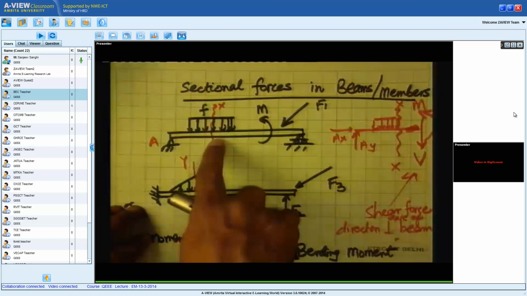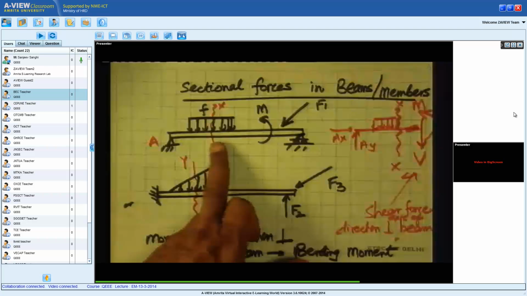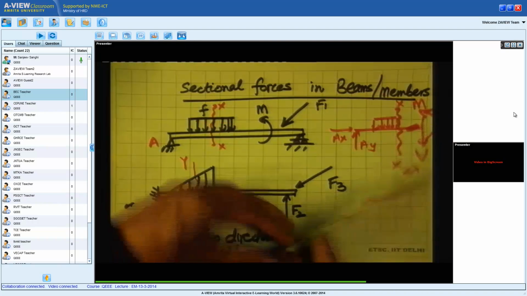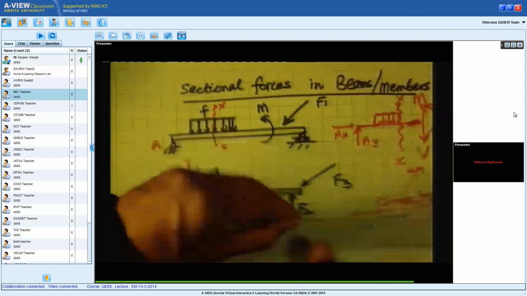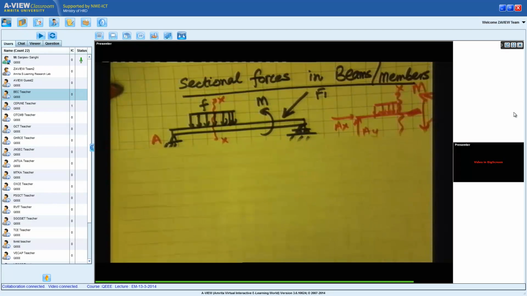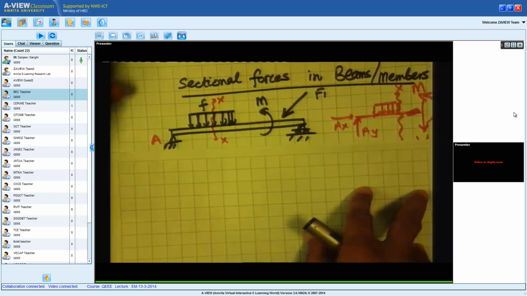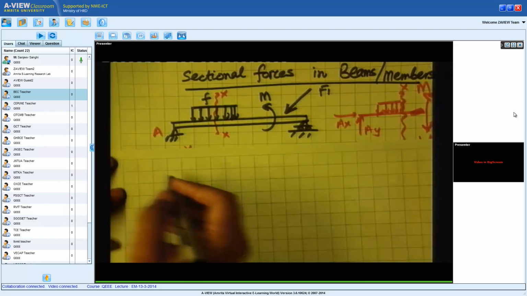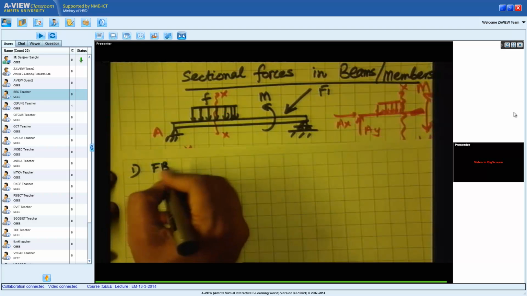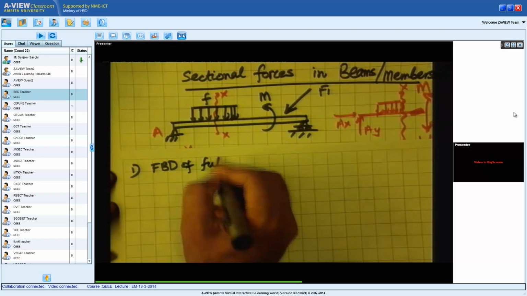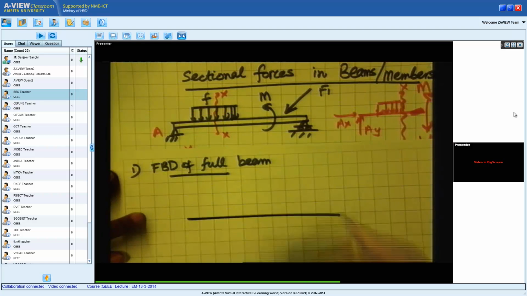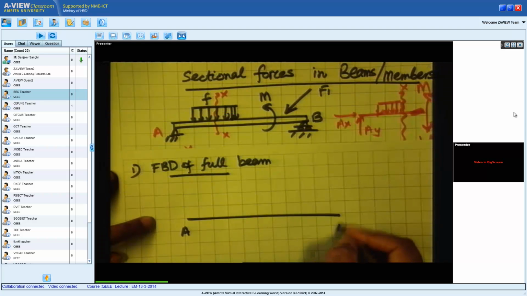If we have to find shear force and bending moment at section XX for the first beam, let me just keep this as it is. I'll not solve the problem in the sense of numbers, but just tell you. So first we draw the free body diagram of the full beam. Let's call this end B, so we have the beam AB.